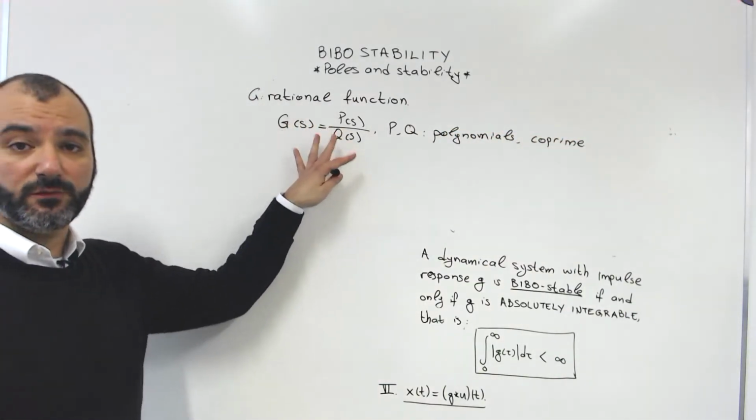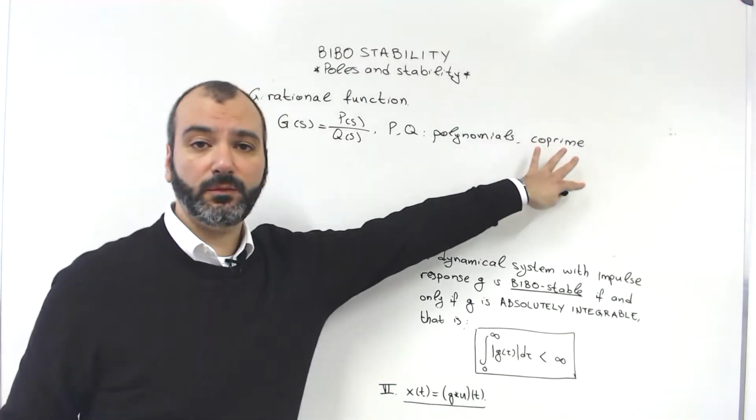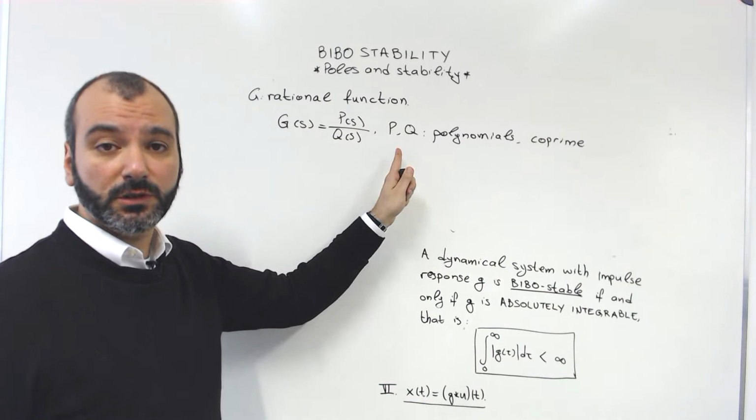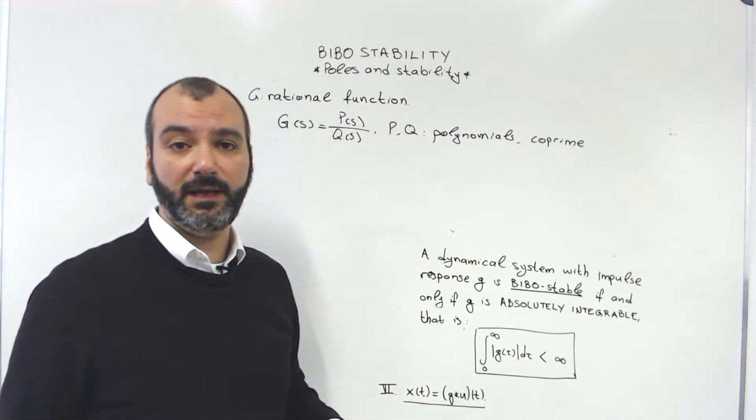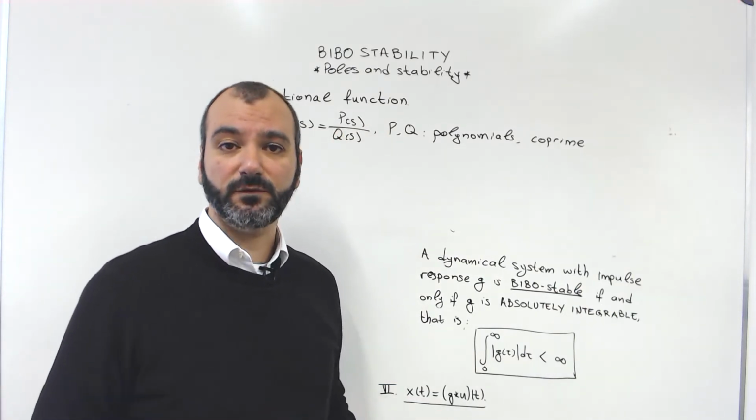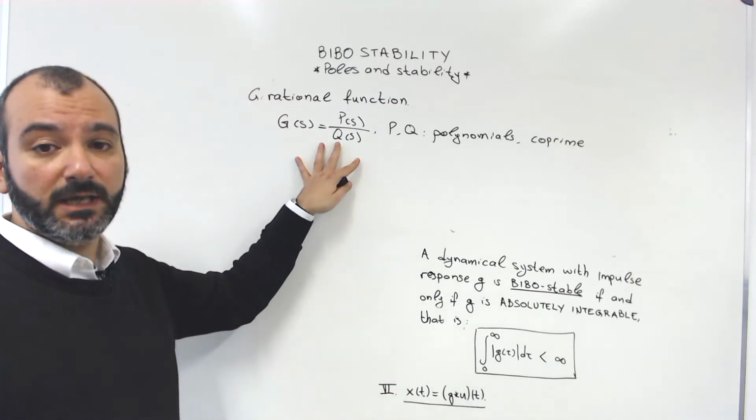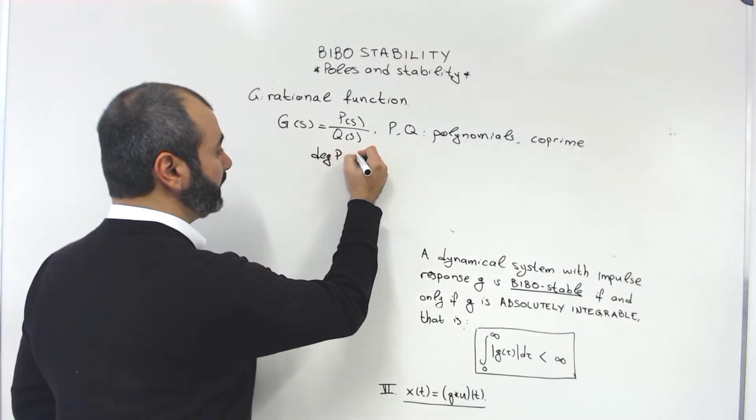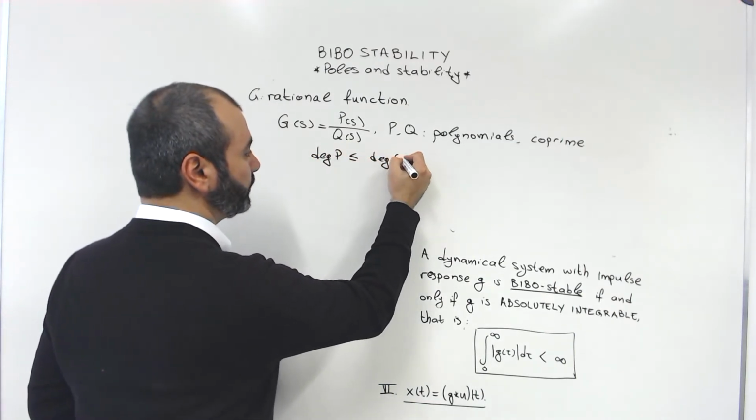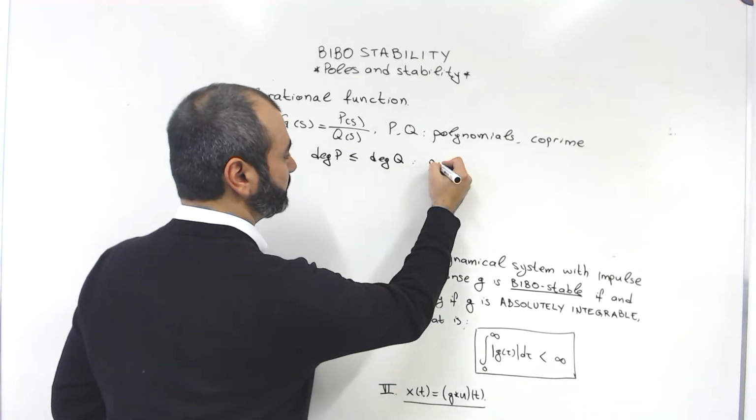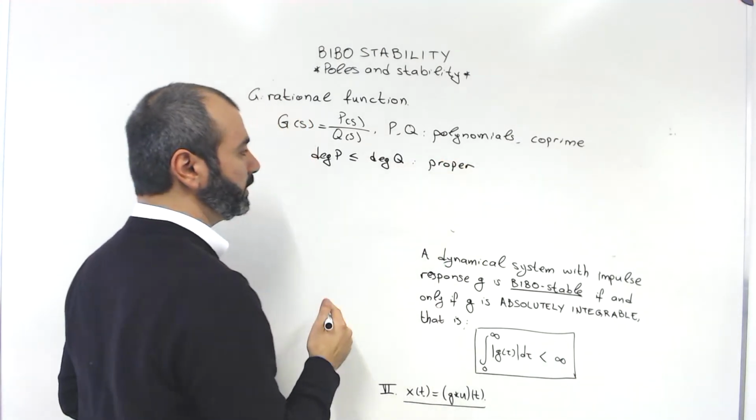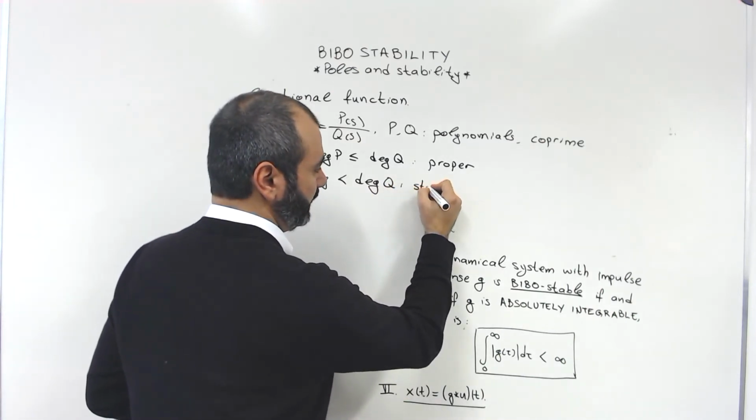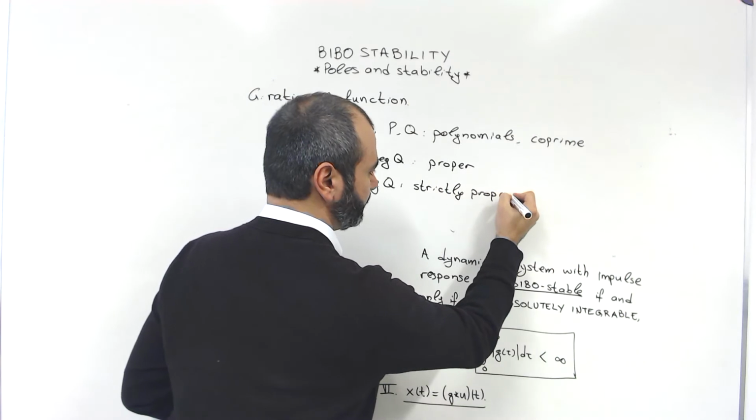So g is p over q, where p and q are polynomials, and we take them to be coprime. Coprime means that they share no roots. We cannot factorize p and q and then eliminate any terms or factors. So this is a rational transfer function. Recall that if the degree of p is no larger than the degree of q, then we say that this rational function is proper. And if the degree of p is smaller than the degree of q, we say that it is strictly proper.